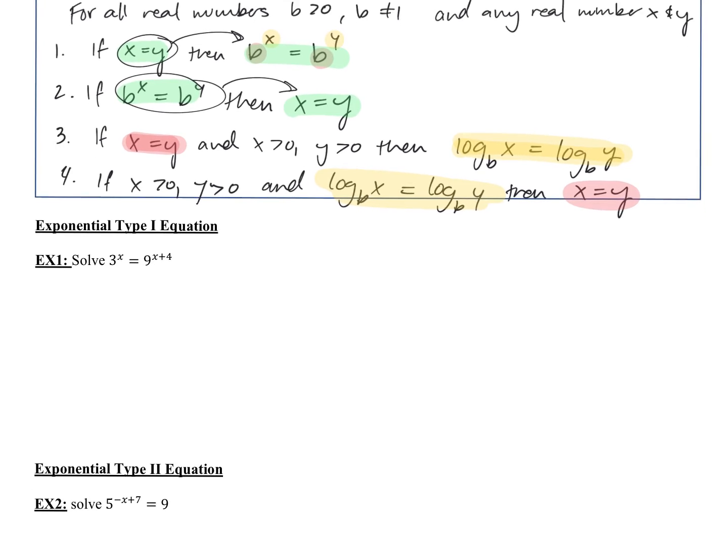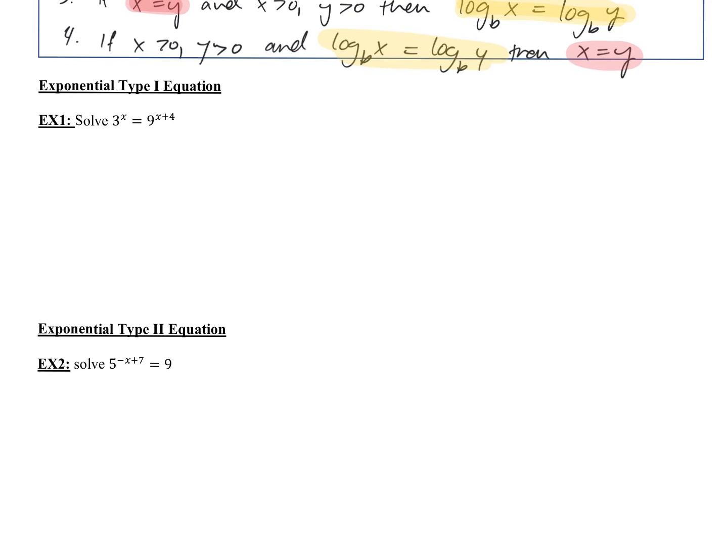So I like to break up solving into type 1 and type 2. So for exponential, I think of a type 1 equation and then I think of a type 2 equation. And I'll tell you how I tell them apart. First off, a type 1 equation is when you can match the bases. These ones are usually simpler. So let's take a look at example 1. Can we match the bases?